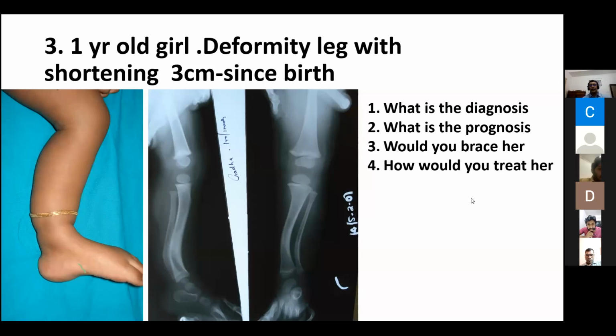Yeah. Now, would anybody brace her? Would you brace her, Nandu? Only symptomatic patients, sir. What symptomatic are you talking about? Pain or a pathology. Pain in a 1-year-old girl? No need to brace. If she had pain, she wouldn't be walking. For a 1-year-old girl, sir, there is no role for bracing. Is there a role for bracing in this condition? Tell me that. No, sir. Okay.